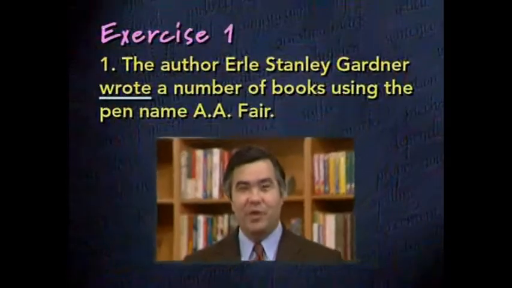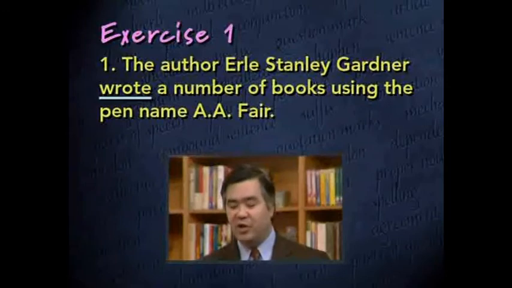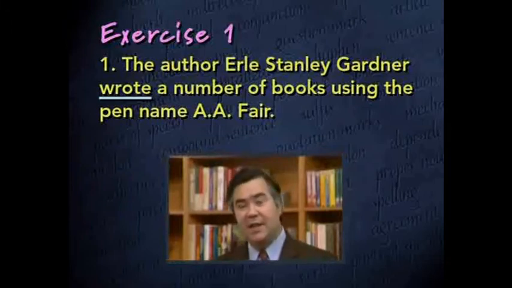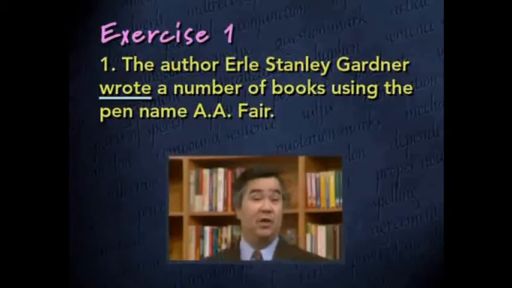In this exercise, your job is to look at the underlined verb in each sentence and decide whether it's being used as a transitive verb, an intransitive verb, or a linking verb. Let's start with the first sentence. The author Earl Stanley Gardner wrote a number of books using the pen name A.A. Fair. Now in this sentence, the verb wrote is underlined.